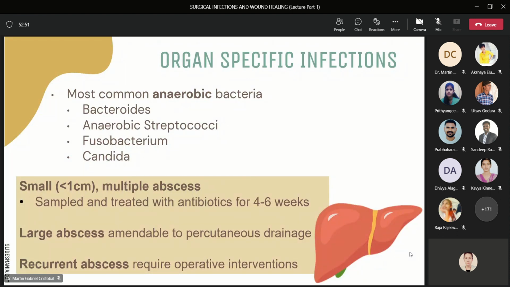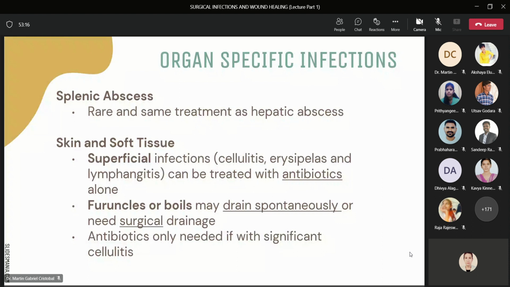Small abscesses less than 1 centimeter or multiple abscesses are sampled and treated with a 4 to 6 week course of antibiotics. Large abscesses are amenable to percutaneous drainage, and recurrent abscesses require operative intervention like unroofing and debridement. Splenic abscess is rare and has the same treatment as a hepatic abscess.